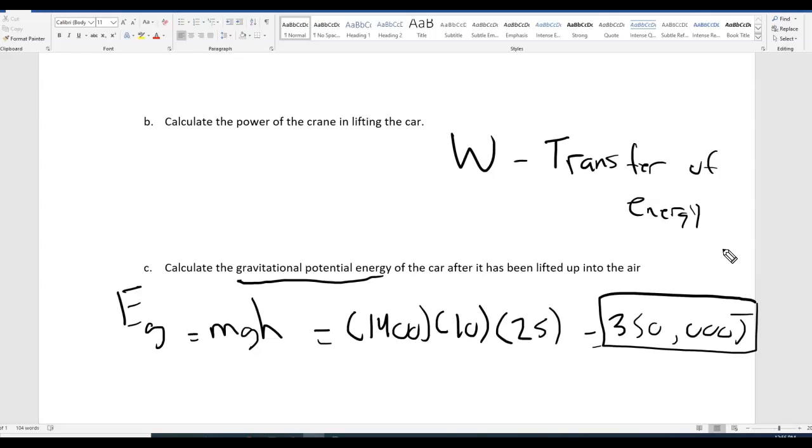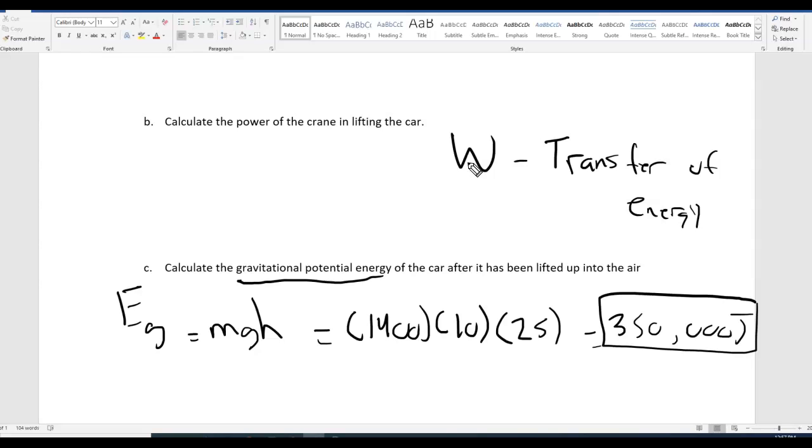Now work is not a type of energy, it's just the transfer of energy. So then you have to ask yourself, okay, the car gained 350,000 joules. What type of energy did that go into? And the answer, of course, is gravitational potential energy. That's why the answers for A and C are the same. Question A had to do with how much energy was transferred to the car, and question C had to do with what type of energy the car gained from that transfer. And it's gravitational potential energy.